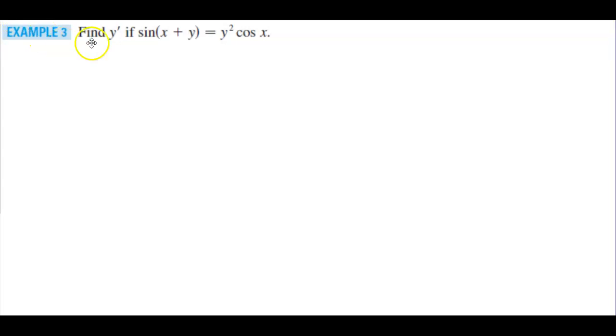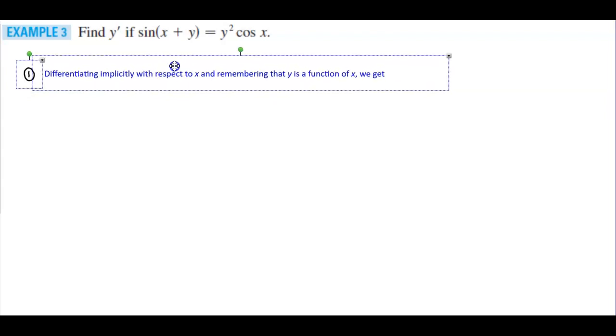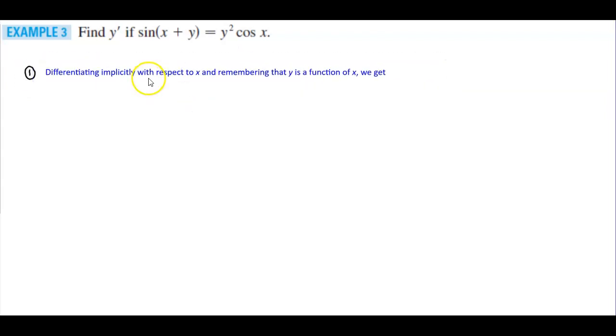Example 3, we're going to find y prime if the sine of x plus y is equal to y squared times the cosine of x. So the first step is that we're going to be differentiating implicitly with respect to x and remembering that y is a function of x. So we're going to get the following.